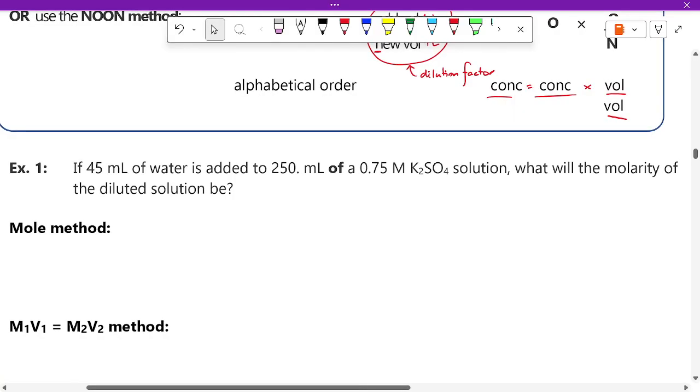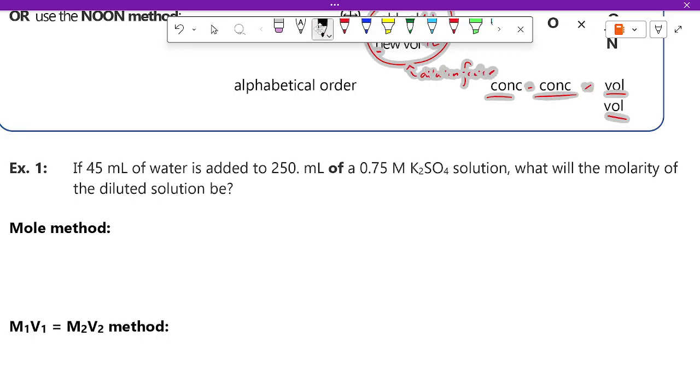If 45 milliliters of water is added to 250 milliliters of 0.75 molar K2SO4, what will the molarity of the diluted solution be? So we're going to use the mole method. So we're going to find the moles of K2SO4. And how are we going to do that? We're going to look for the word of.